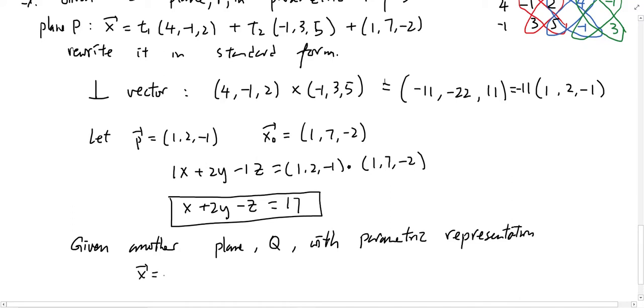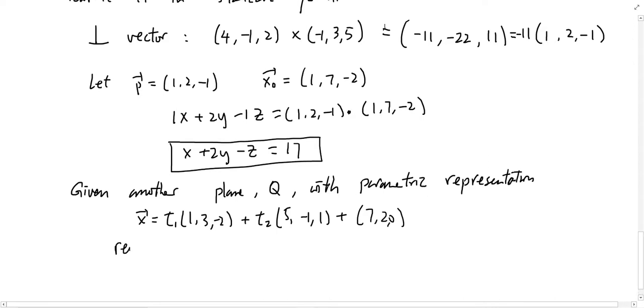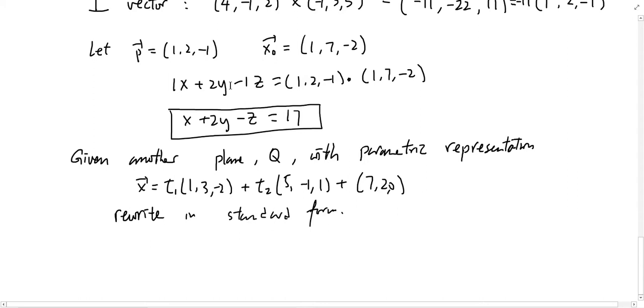Vector x equal to, I don't know, t1 (1, 3, negative 2) plus t2 (5, negative 1, 1) plus (7, 2, 0). And I'm going to ask you to do the exact same thing. Let's see if we can do this. I'm going to ask you to rewrite it in standard form. All right, so you can definitely pause the video to try it out on your own. I'm just going to quickly do this.